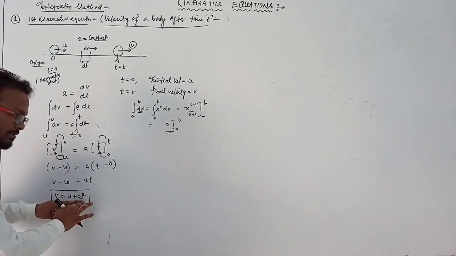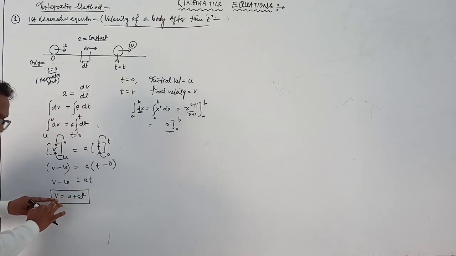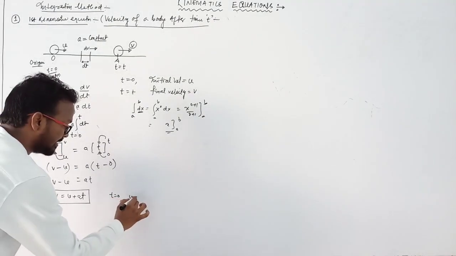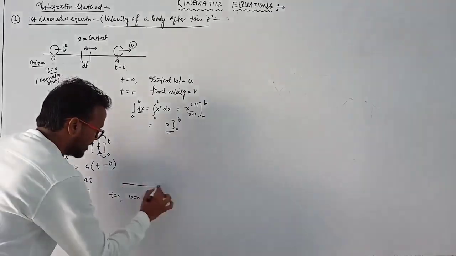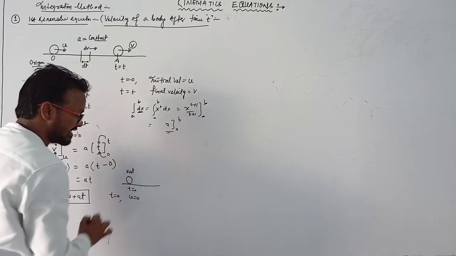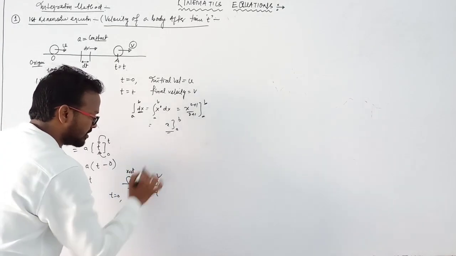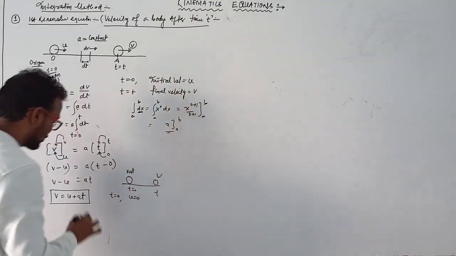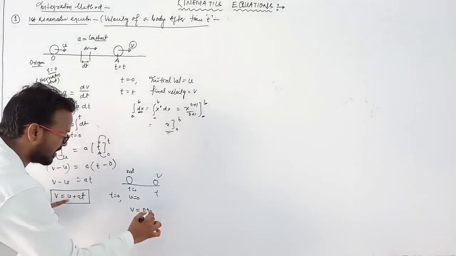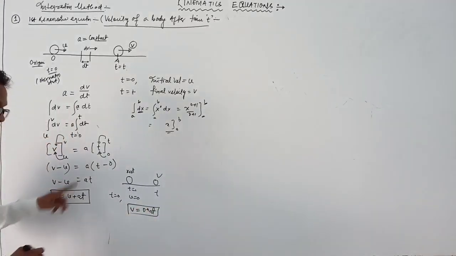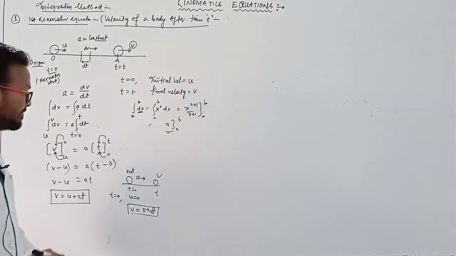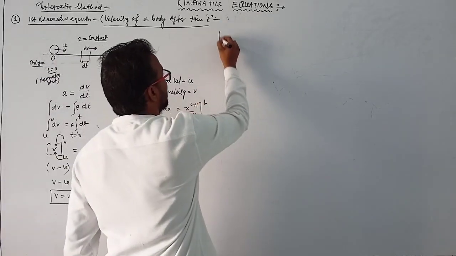Clear? And what is the time? After time interval t, its velocity is v. Suppose when time t equal to 0, the initial velocity is 0, meaning the body is initially at rest. After time t, it covers a certain distance with velocity v. So in this case the velocity is v equal to u, which is 0 here, so 0 plus a t. This is known as the relation if a particle is moving with constant acceleration; the acceleration should be constant. Clear? This is known as the first equation of kinematics.